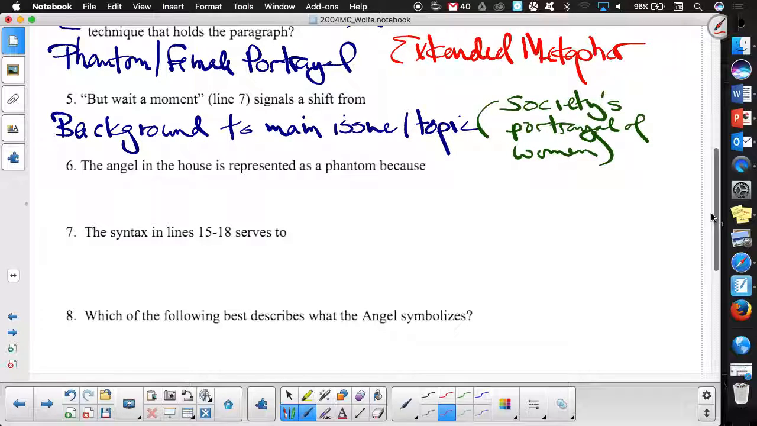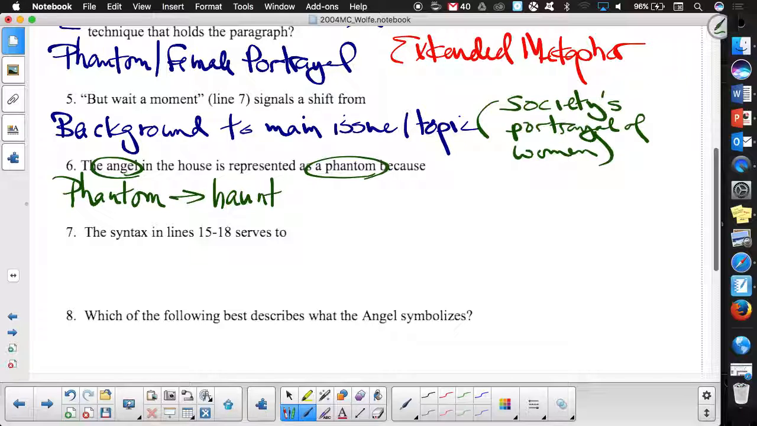Angel in the House is represented as a phantom because? Well, it seems like a good thing. It's not. Why not? Sean, you're saying this seems like a good thing, but that term doesn't. Word choice. The phantom juxtaposes, contradicts that whole angel. Okay, what do phantoms do? Haunt. They are the subject of highly popular music. So this isn't Casper the Friendly Ghost kind of phantom. It's like Danny Phantom.